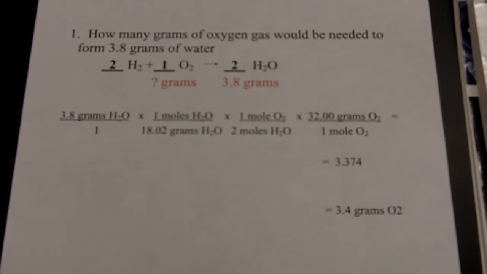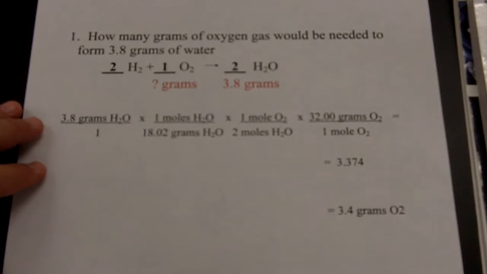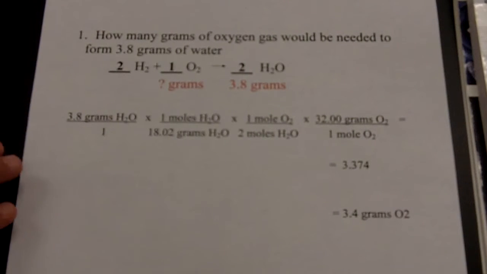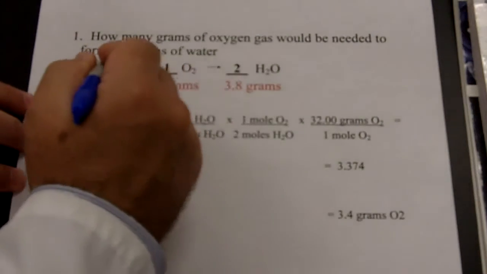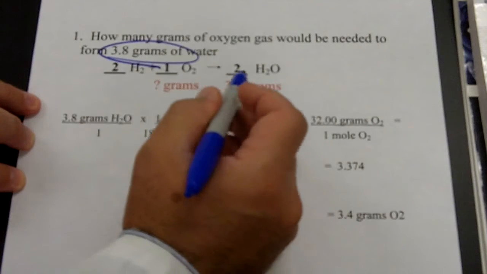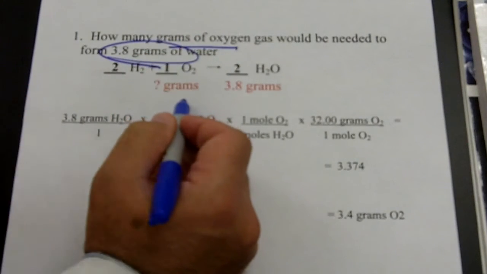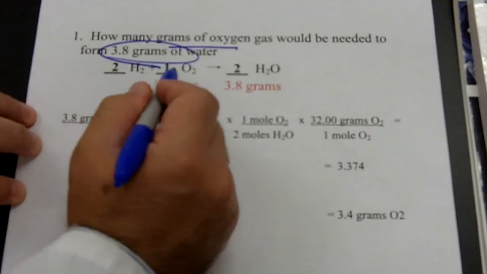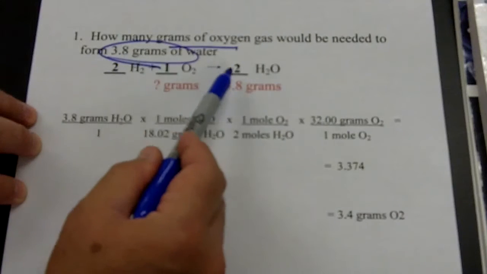It says, how many grams of oxygen gas would be needed to form 3.8 grams of water. So we'll circle 3.8 grams of water, write 3.8 grams of water right there, and we're looking for grams of oxygen, so we'll write that directly under the oxygen. It's a 2 to 1 to 2 relationship, a very basic mole to mole to mole relationship, 2, 1, 2.